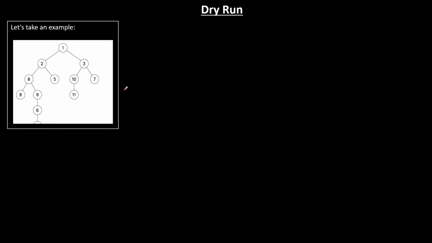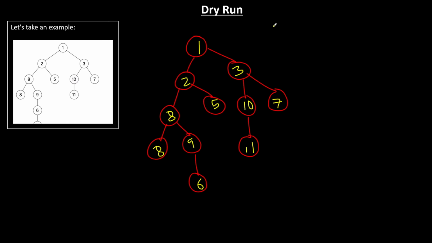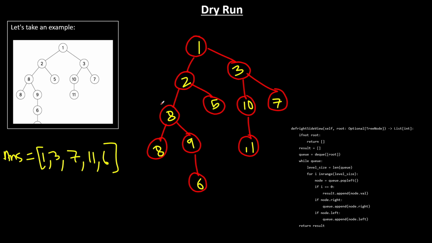Now, since we have the understanding of the code, let's look at the dry run of the example. Let me draw this tree. Okay, so I have drawn this tree. Now, what would be the answer for this particular tree? It will be 1, 3, 7, 11, and 6. Correct? Now let's do the dry run. I have brought the code here also for your understanding.